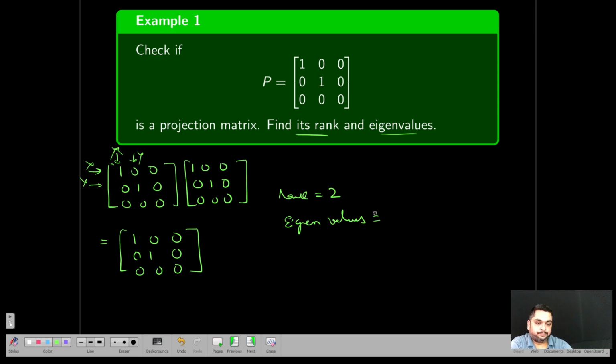So if you calculate the eigenvalues, you calculate 1 minus lambda, 1 minus lambda, minus lambda. So it will be 1 minus lambda into 1 minus lambda into minus lambda, minus the submatrix is 0, equal to 0. So that is (1 minus lambda) square into minus lambda is equal to 0, so lambda equal to 0 or lambda equal to 1. Okay.